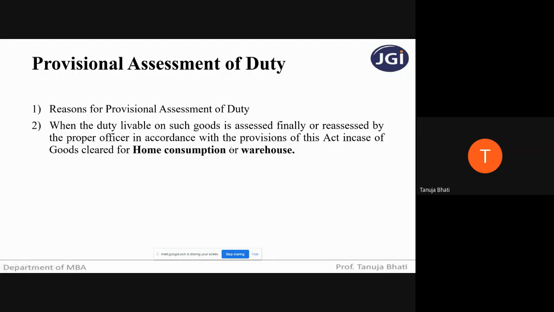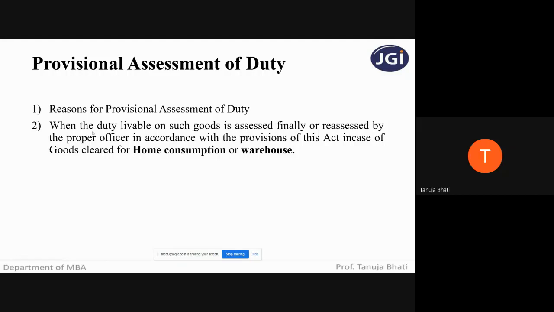So in case the goods are cleared for home consumption, whatever amount is paid shall be adjusted against the duty finally assessed or reassessed. Suppose there is an excess of duty paid over the duty finally assessed or reassessed, he will get a refund of it. Or suppose the importer or exporter of goods has paid duty which is less than the value finally assessed or reassessed, he will have to pay the additional amount.